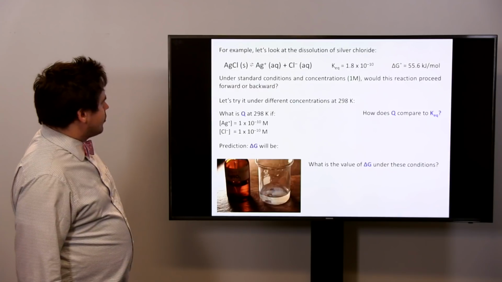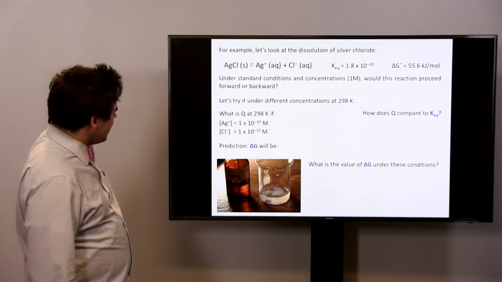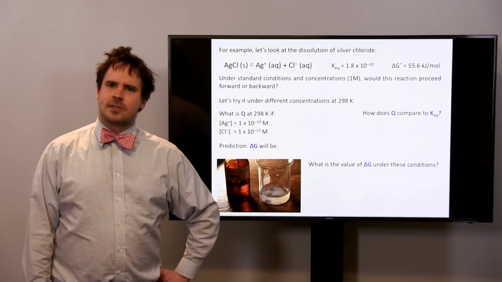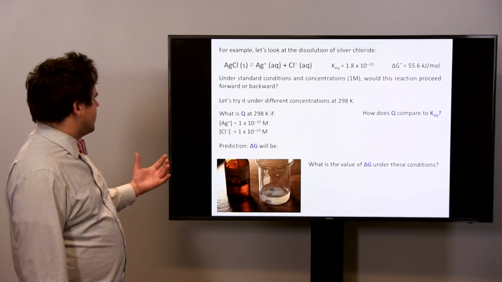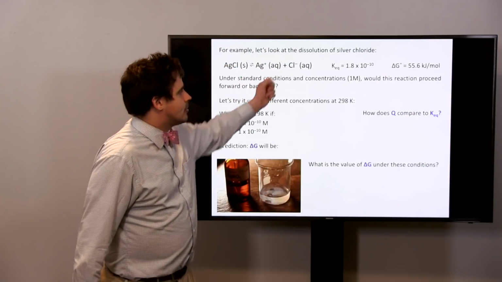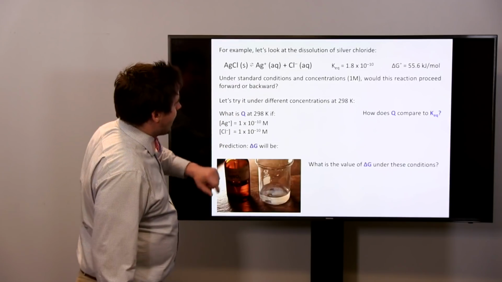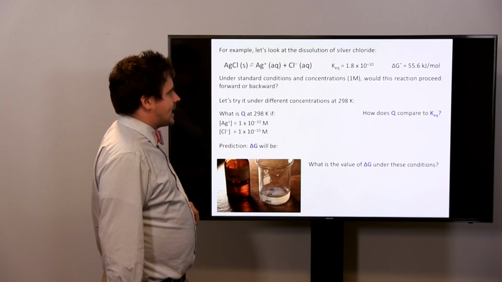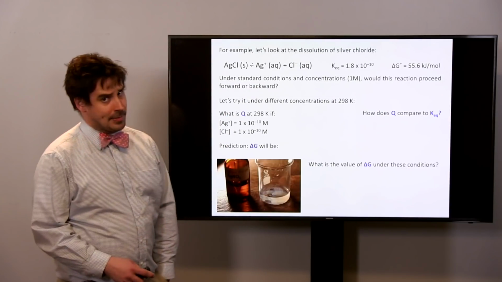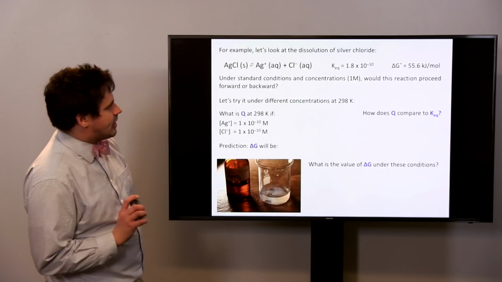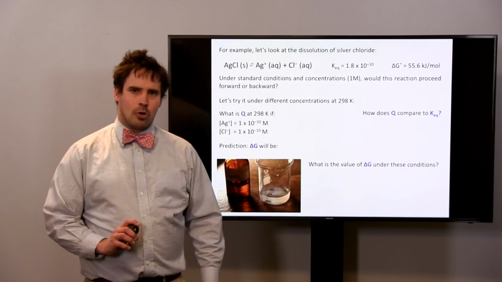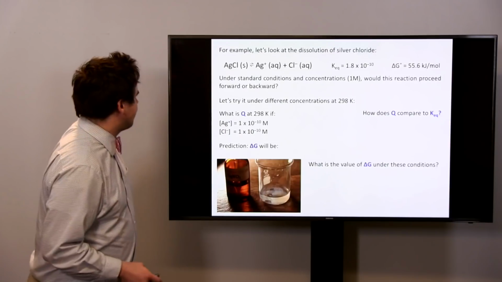So here we have the dissolution of silver chloride. Silver chloride is a sparingly soluble salt. It doesn't very readily turn into Ag plus ions and Cl minus ions. In fact, here we have some data for it. 1.8 times 10 to the negative 10th is our KEQ, pretty small KEQ, and delta G standard is 55.6 kilojoules per mole. Let's take a closer look at that.